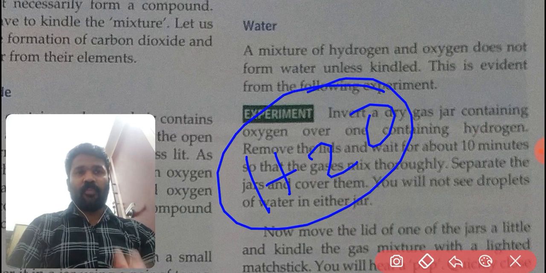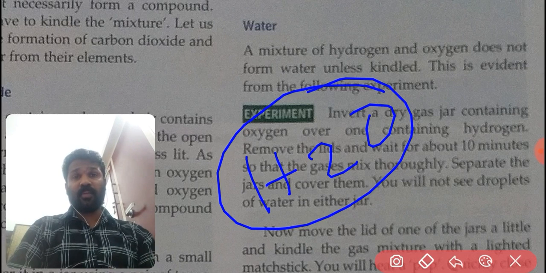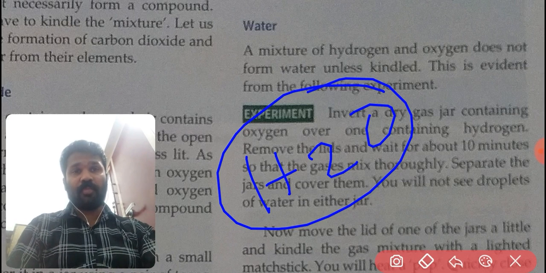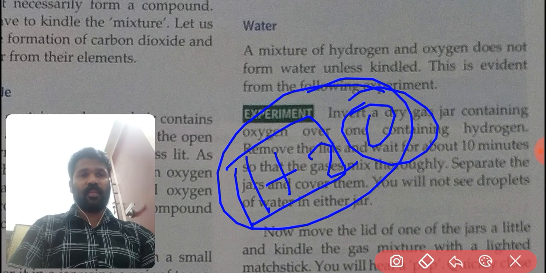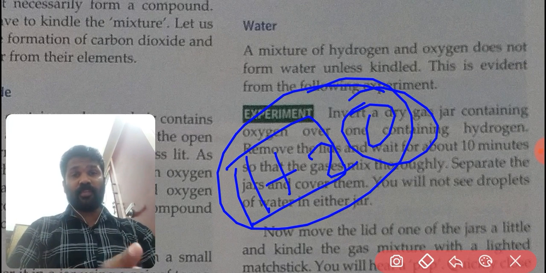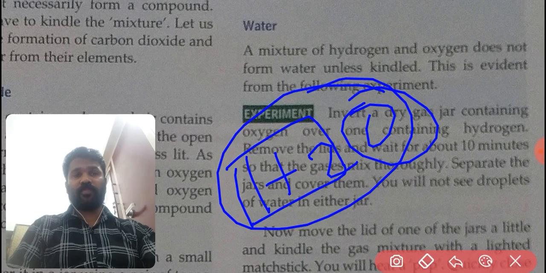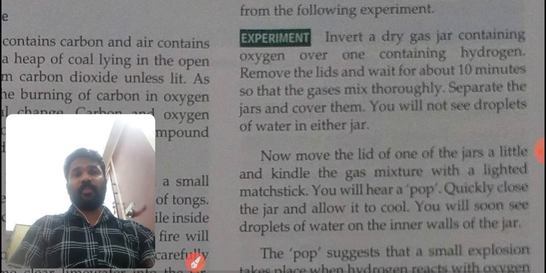A mixture of hydrogen and oxygen does not form water unless kindled. Water is formed by the combination of hydrogen and oxygen, but if you are not kindling, the water won't be formed. This can be proved by the following experiment.